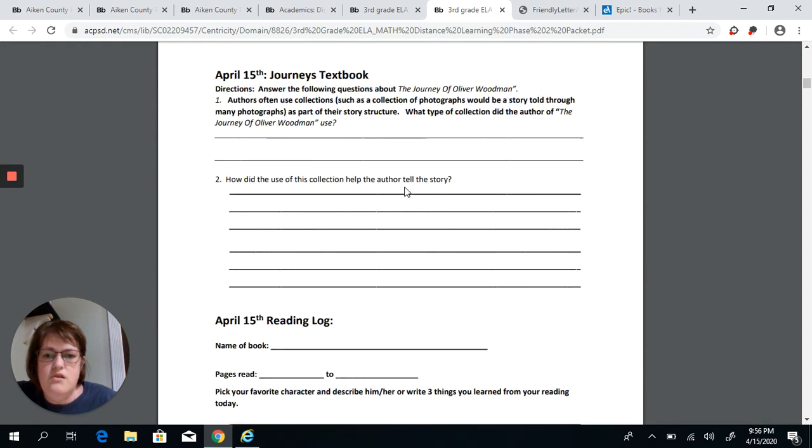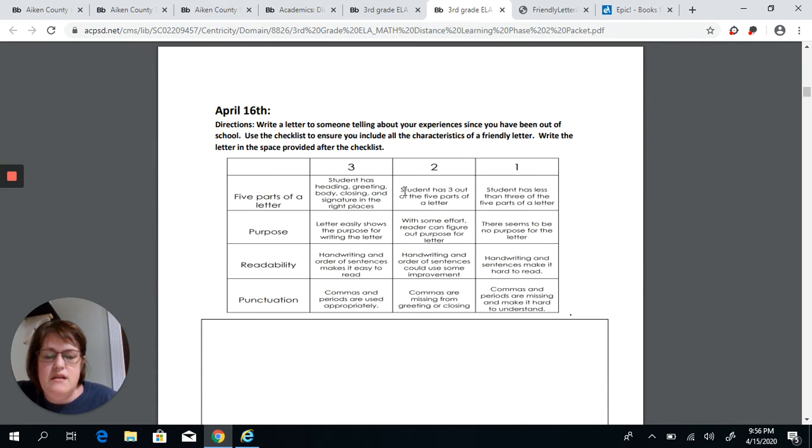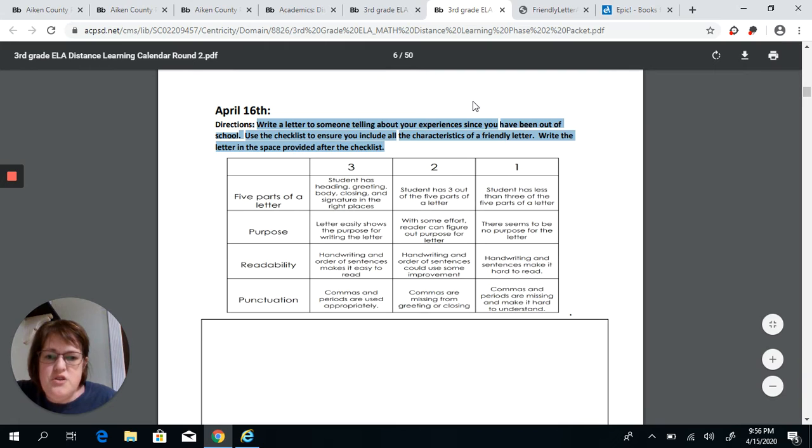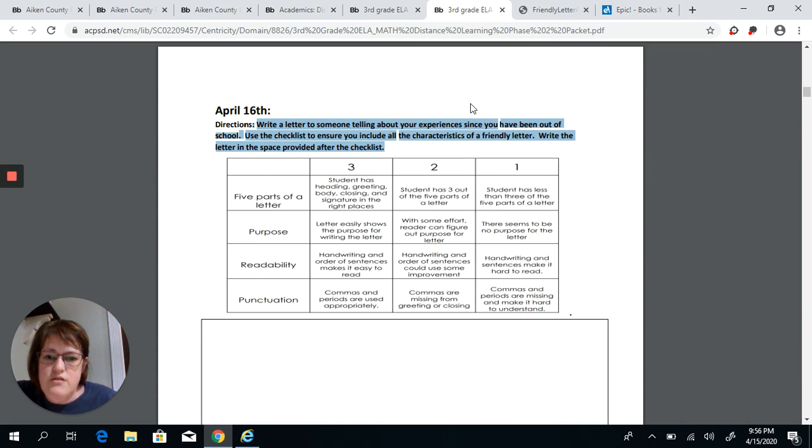Okay, moving along. So that was for April 15th. Now for April 16th, your directions are to write a letter to someone telling about your experiences since you have been out of school. Use the checklist to ensure you include all the characteristics of a friendly letter. Write the letter in the space provided after the checklist.